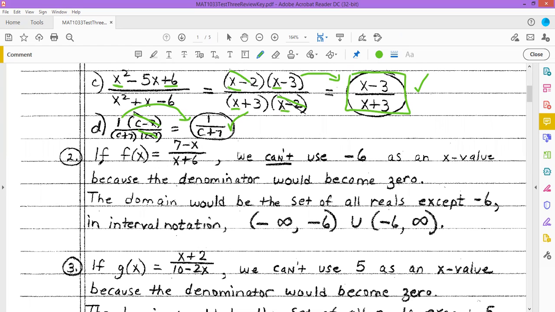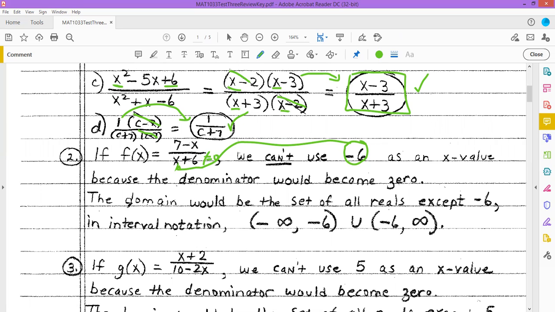Now for number 2, if f of x is equal to 7 minus x divided by x plus 6, you can't use negative 6 as an x value. Now the reason you can't use negative 6 is because if x equals negative 6, then this denominator would be negative 6 plus 6, and that would be 0. We can't have 0 in our denominator.